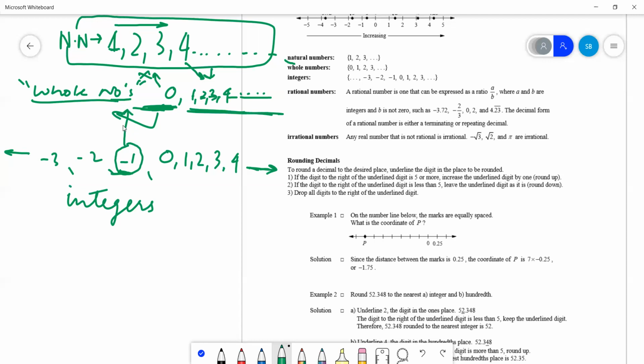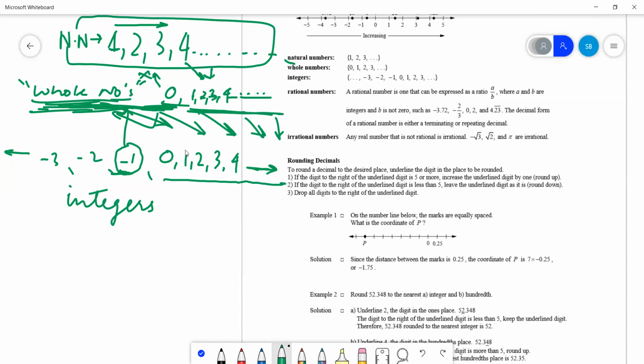But can we say all whole numbers are integers? Are all whole numbers integers? Yes, because whole numbers start from 0, 1, 2, 3, 4, 5, 6, 7, 8, 9, 10, and so on. They are already included in integers.